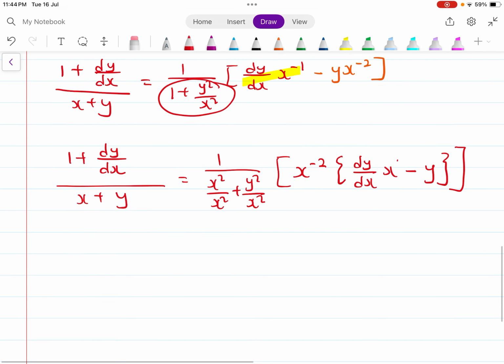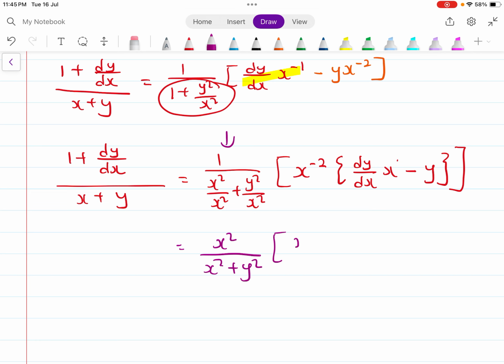Okay, I want to make this part first. So this part will be x square. So 1 over x square plus y square, the whole thing, over x square. So just do the KCF, keep change flip, I will get something like this. So eventually I'll get x square over x square plus y square. So now it's much nicer already.